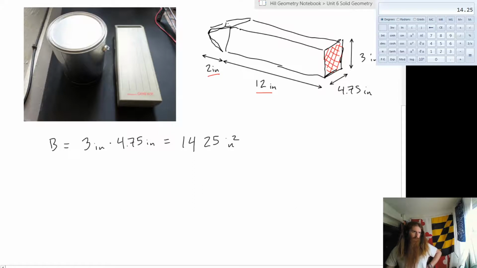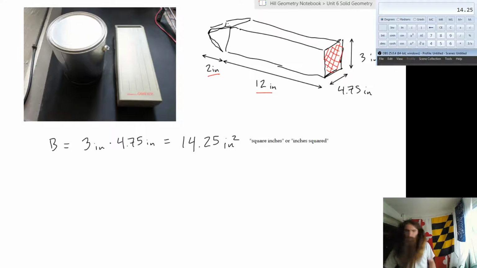I'm having a little trouble drawing some things, so I'm going to pause the video and I'll be right back. Alright, I think we solved whatever that was. So, you can see that the base for either of these is going to be 3 times 4.75 inches, and that'll be 14.25 inches squared, or square inches, which is literally a square that's an inch on each side. That's how we measure area in inches. Alright. So that base works for both our small and our large volumes.